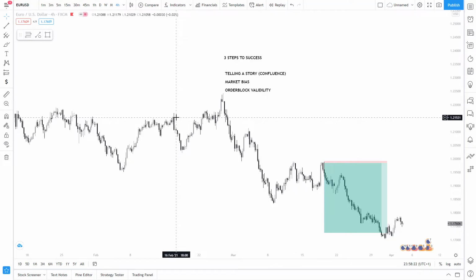Today I'm going to be explaining the 3 steps to success using the case study EURUSD. I'm going to be explaining some of the smart money strategies we use here at Boost Your Pips. Also, I'm going to be going over the 3 steps of success, which are telling a story, market bias, and order block validity. So let's get to it.